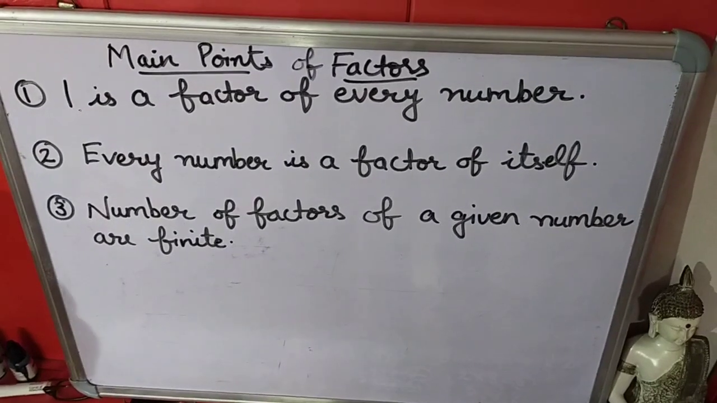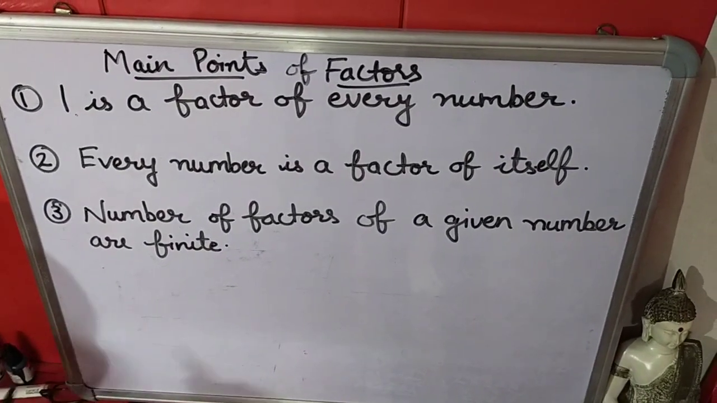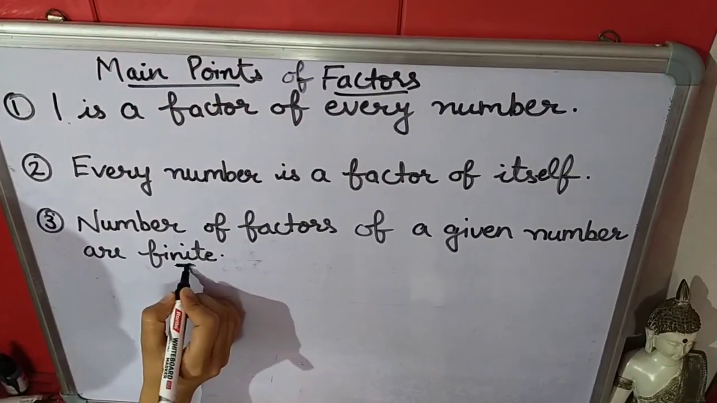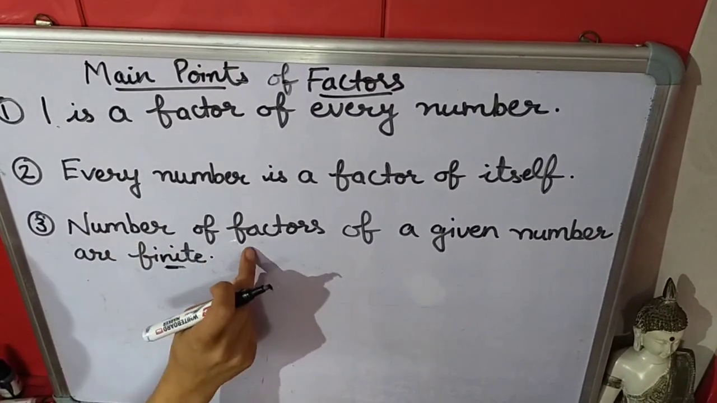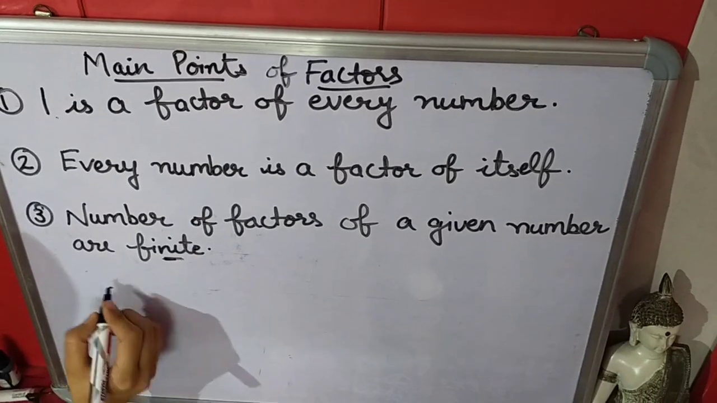The number of factors of a given number is finite. Finite means limited. The factors of any number are limited.